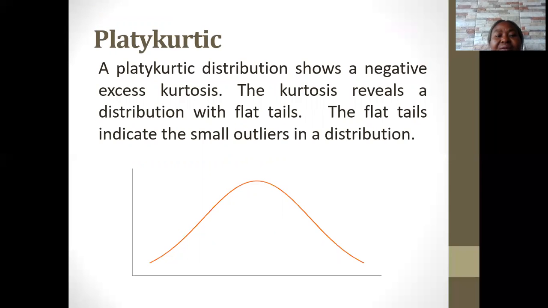Platykurtic. A platykurtic distribution shows a negative excess kurtosis. The kurtosis reveals a distribution with flat tails. The flat tails indicate the small outliers in the distribution.